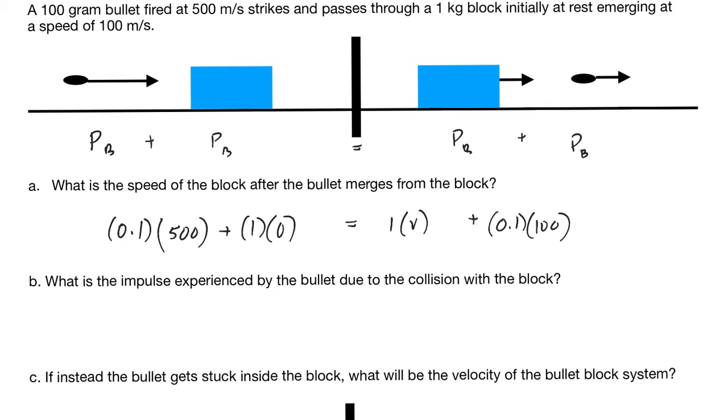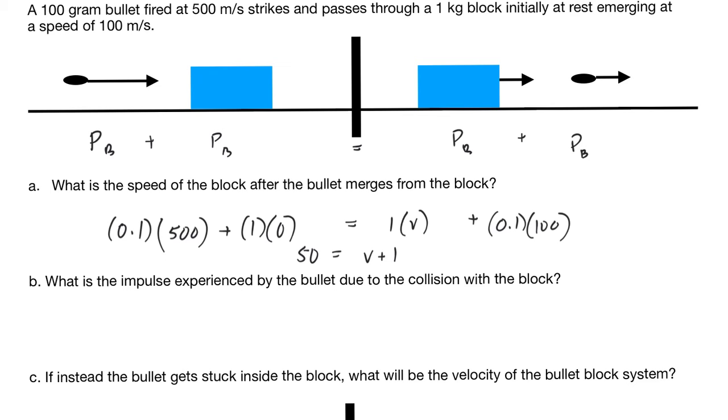So I expect the block had a change in momentum, unless the block was fixed in place or clamped to the table, and there's nothing to say that it was. So this looks like 50 equals V plus 10. So V must equal 40 meters per second.